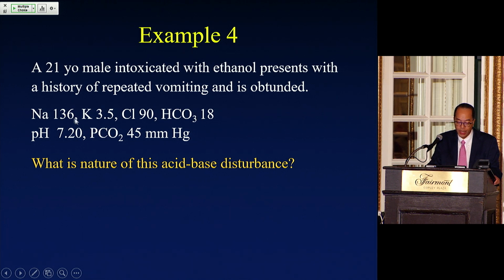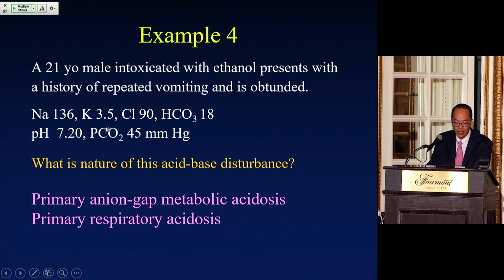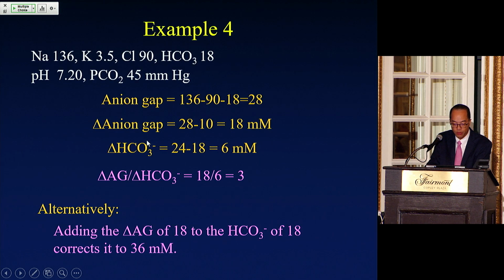If we look at the anion gap, it's 136 minus 108, which is 28. So that's obviously elevated. The question then is, what's the delta-delta? The PCO2 is also elevated, which is not expected in metabolic acidosis. So there has to be a primary respiratory acidosis as well.